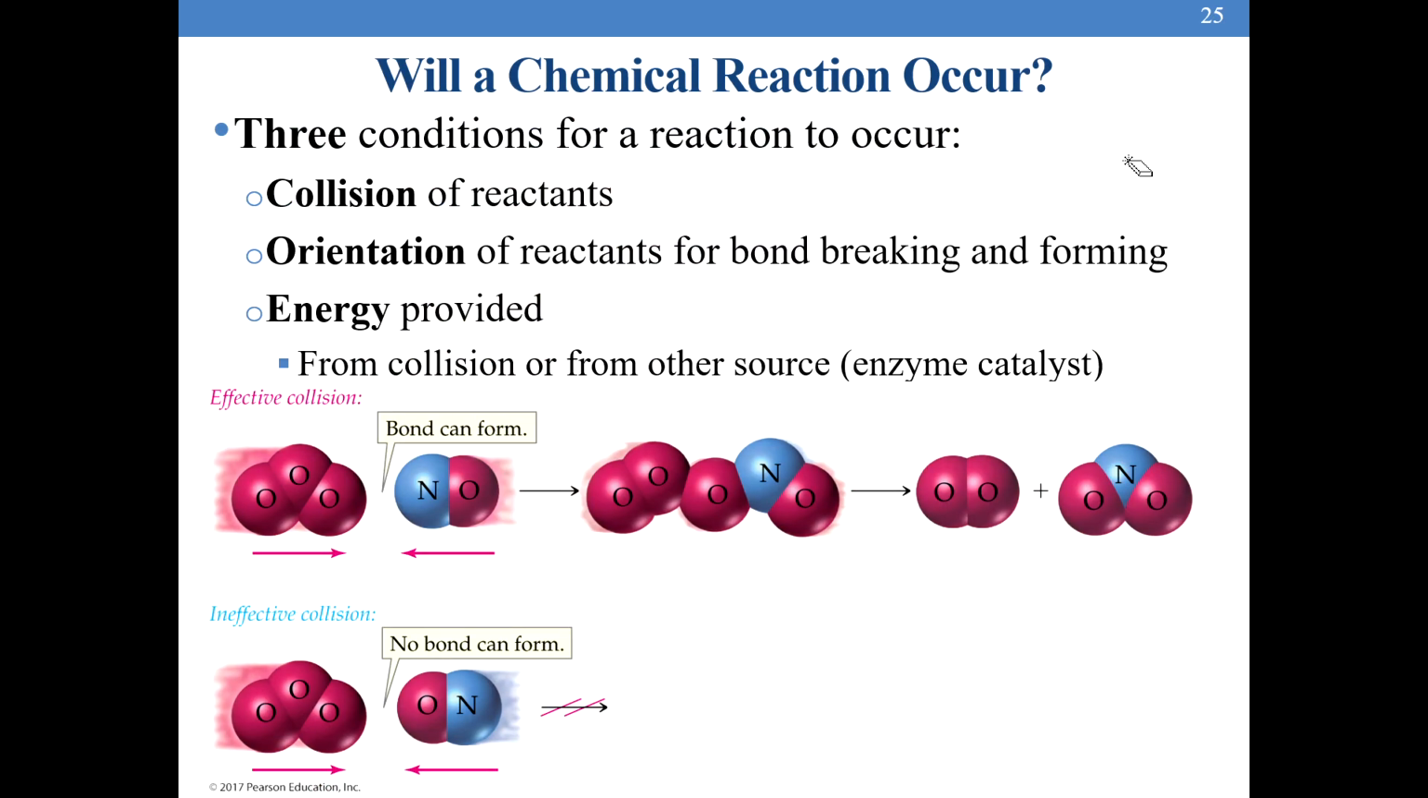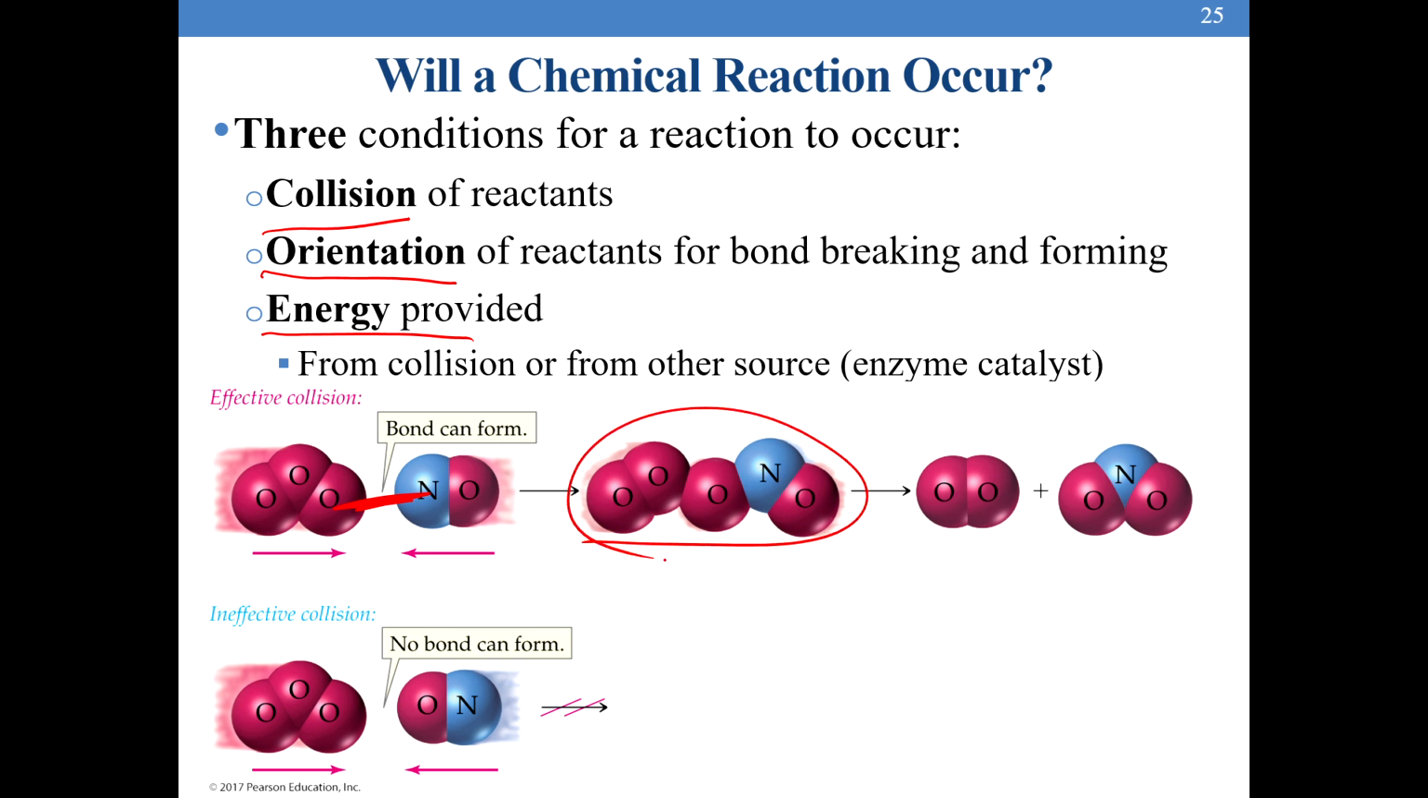We are going to label some more stuff on a reaction coordinate. Just to be clear, three things do need to occur for a reaction to occur. We have to have collision of the reactants, the correct orientation, and the appropriate energy for the whole thing to take place. So this is showing you can form a bond between nitrogen and oxygen in this diagram.